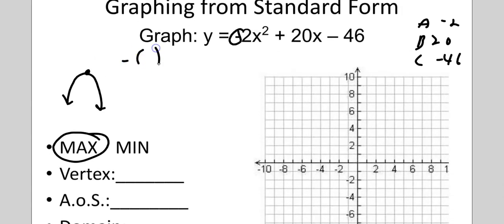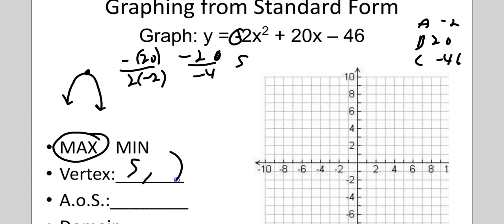So opposite of b over 2a. B is 20, a is negative 2. So that's negative 20 over negative 4, which is positive 5. So the vertex is at 5 something. The axis of symmetry is x equals 5.